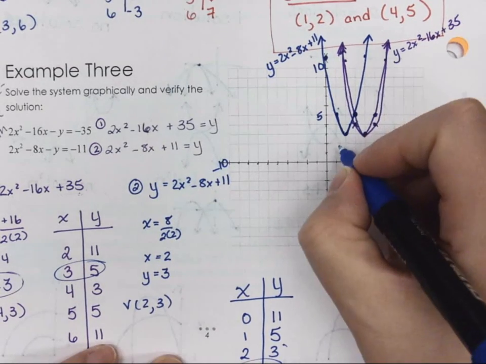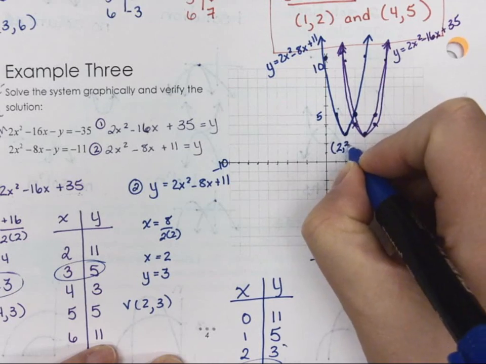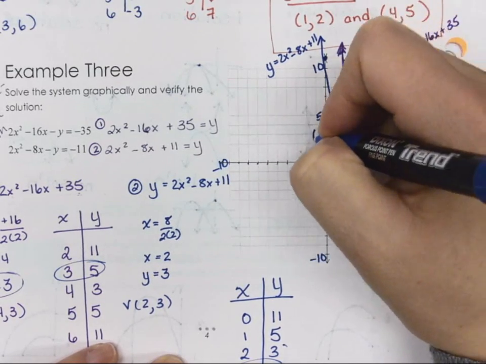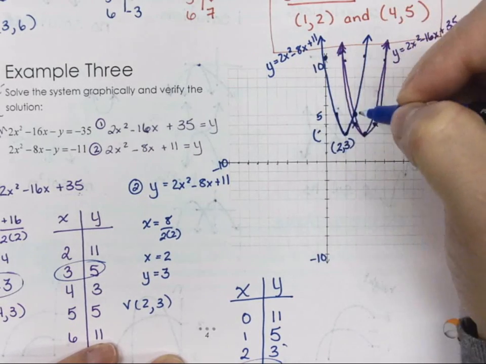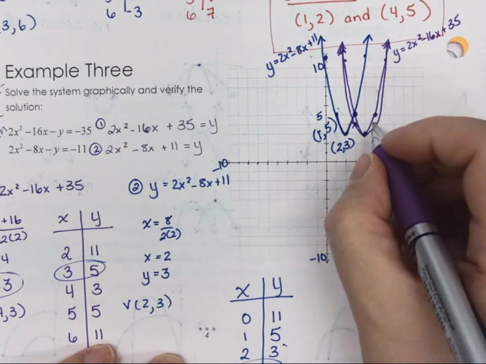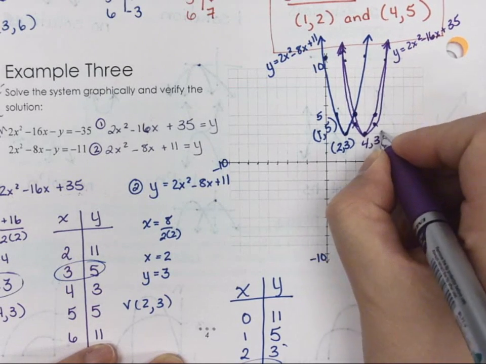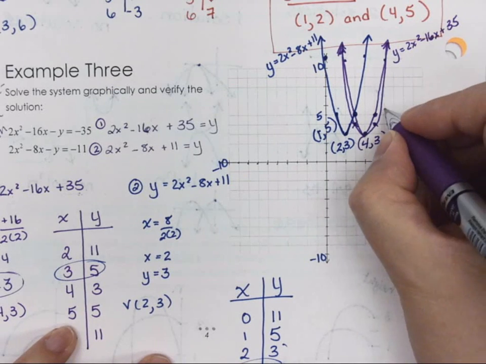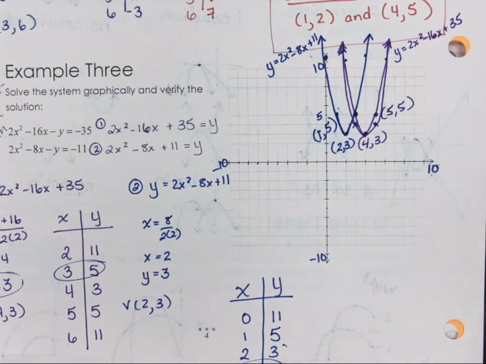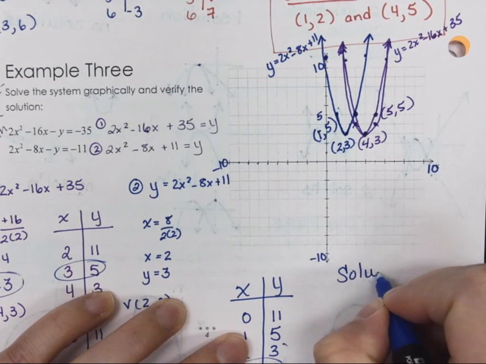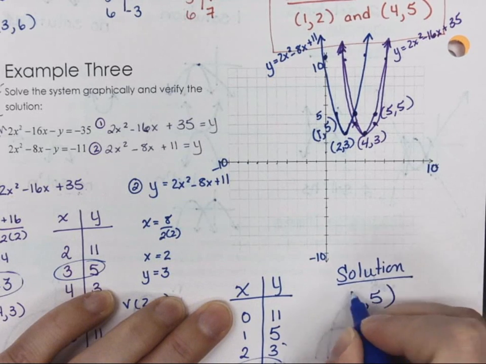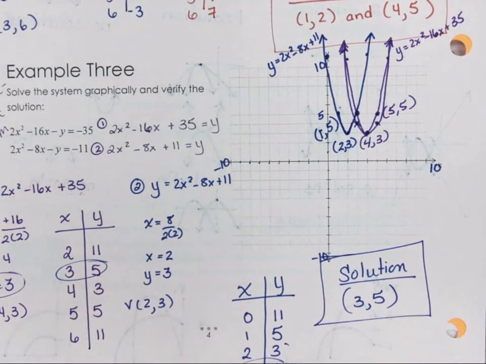Before I write my solution, I'm going to make sure I've got my points labeled. So I got 2, 3, and we'll do this one here, which is 1 and 5. And then on this one, I'll do my vertex, which is 4, 3. And this one over here, which is 5 and 5. Okay, so now I have to write a statement about the solution. I only have one this time, so the solution is at 3, 5. And that's my answer to that.